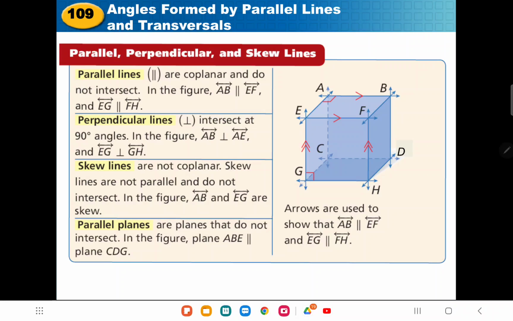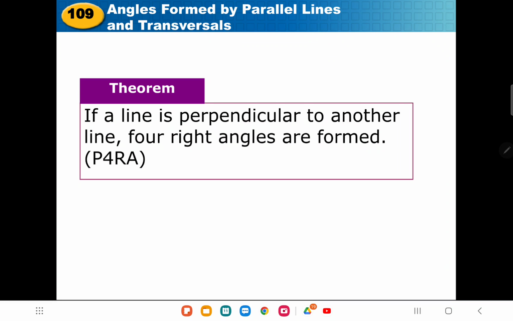Parallel planes are planes that do not intersect. In the diagram, plane ABE is parallel to plane CDG. The theorem that is important to remember is that if a line is perpendicular to another line, four right angles are formed. We'll abbreviate this with P4RA, perpendicular, four right angles.